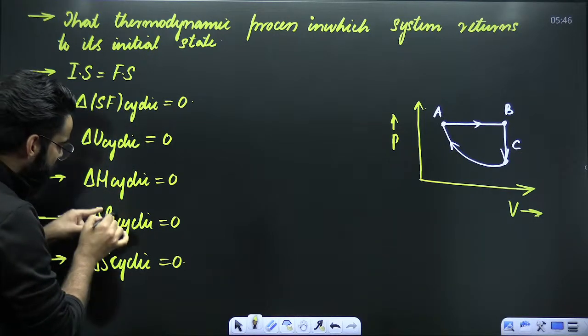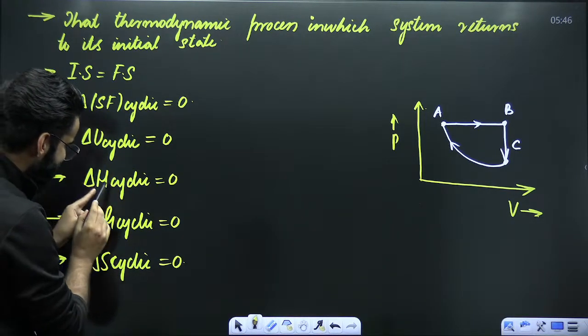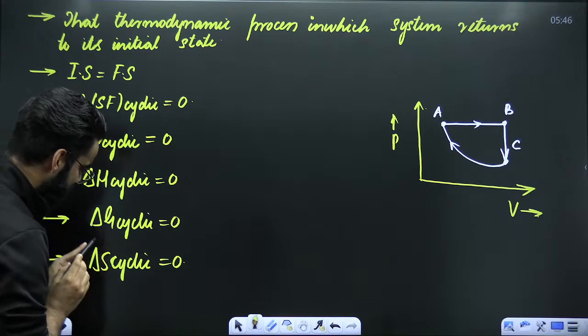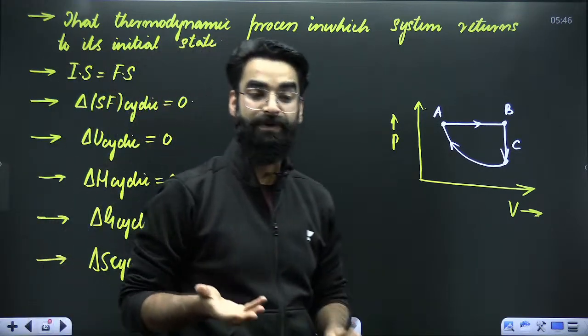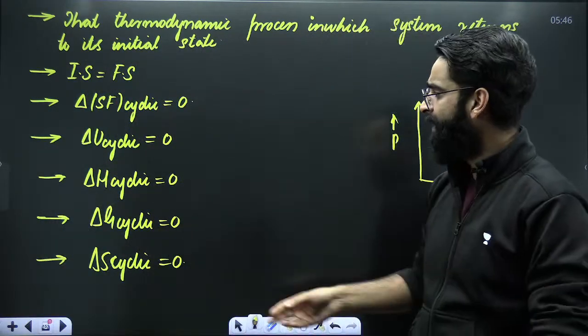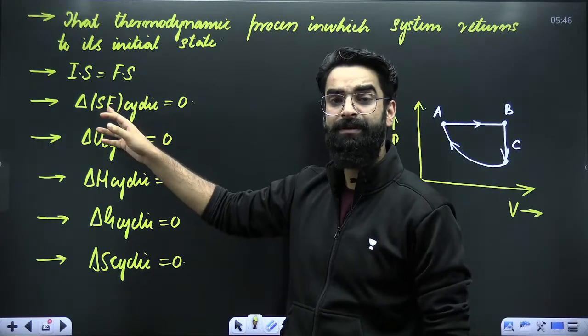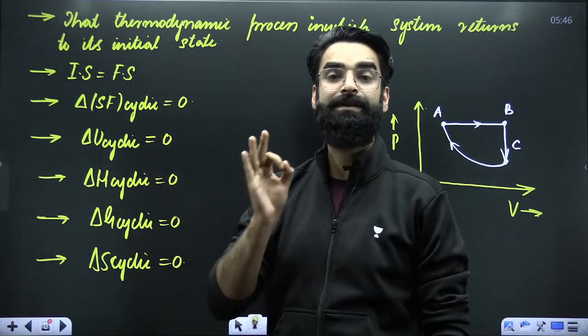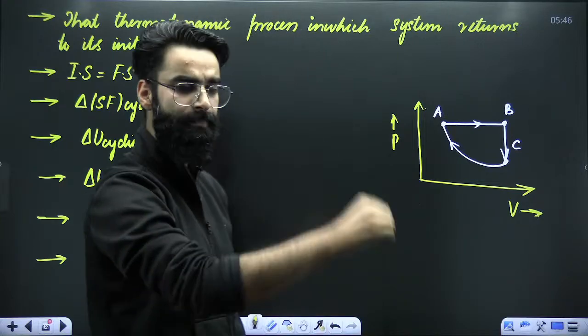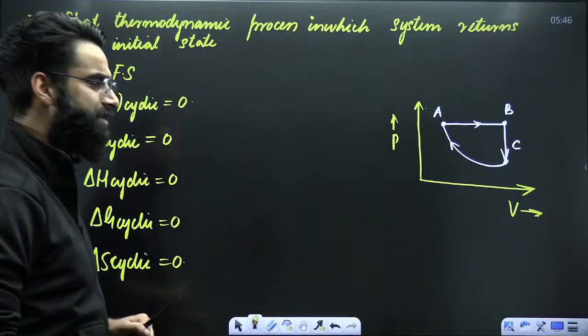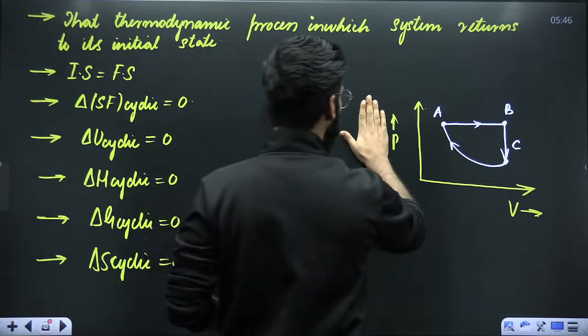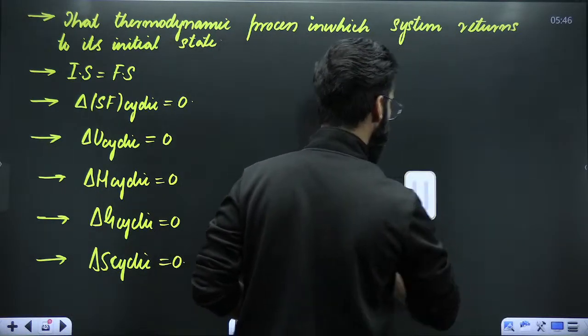What are these U, H, G and S? U stands for internal energy, H stands for enthalpy, G stands for Gibbs free energy, S stands for entropy. All are state functions basically. And we already know the change in the value of a state function for a cyclic process is always taken to be 0. Perfect. My dear students, if these points are clear to you, let's try to analyze them a bit more in detail. Let's try to understand a few important things.